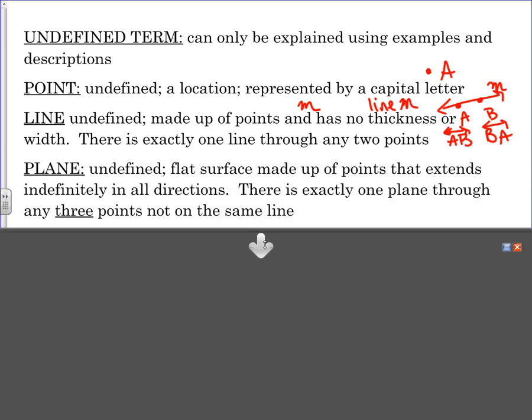A plane is undefined again. It's a flat surface made up of points that extends indefinitely in all directions. There's exactly one plane through any 3 points not on the same line. Take your time, write that down, and then I'll show you an example.